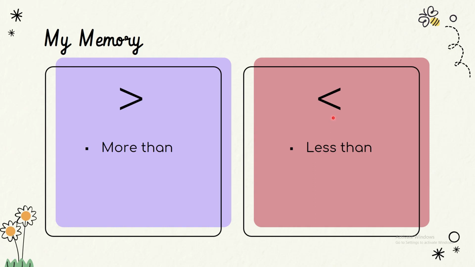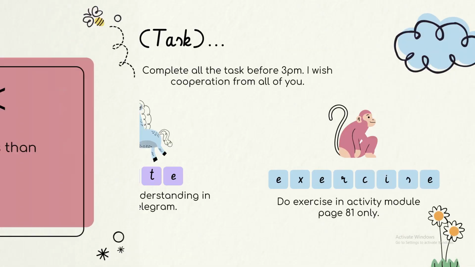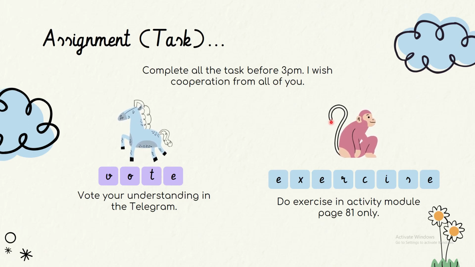That's why this chapter is named linear inequalities in two variables. It involves inequalities. So the tasks for today: I need you to complete all the tasks before 3 p.m., 3 in the evening. I wish for cooperation from all of you. For the first task, please cast your votes on your understanding in the Telegram. The second task is to do the exercise in the activity module page 81 only. There are only 5 questions. I do not want to stress you out, so please complete the tasks before 3 p.m.